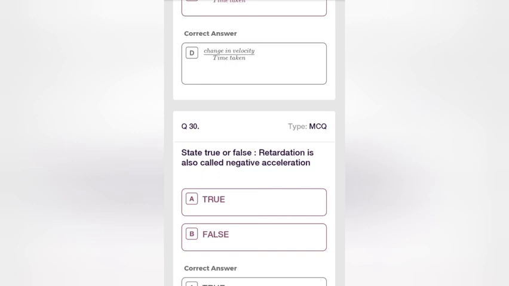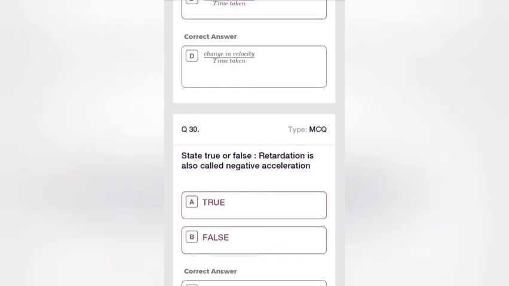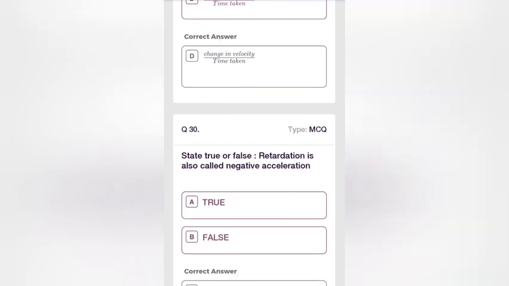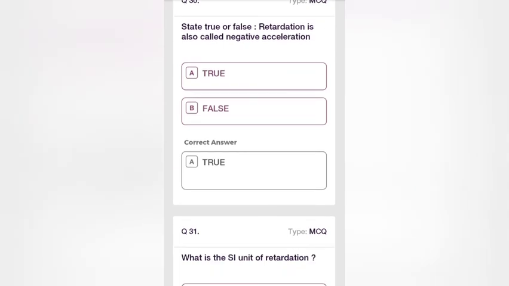State true or false. Retardation is also called negative acceleration. What is meant by negative acceleration? That means I can tell you that the velocity keeps decreasing with respect to time. This is retardation. That means the velocity is decreasing, in the sense of a negative value. So negative acceleration is called retardation. That's right. That's true. The other name for negative acceleration is retardation.